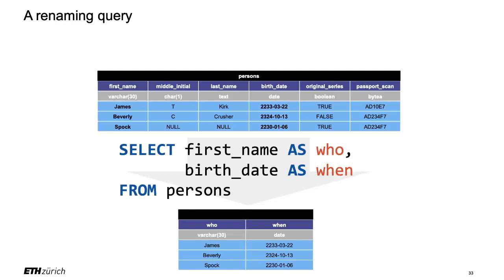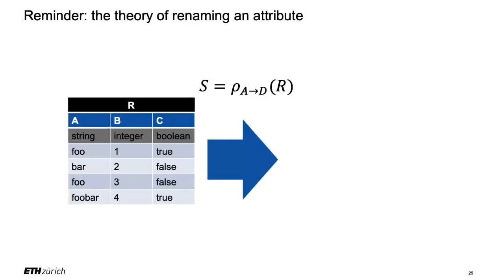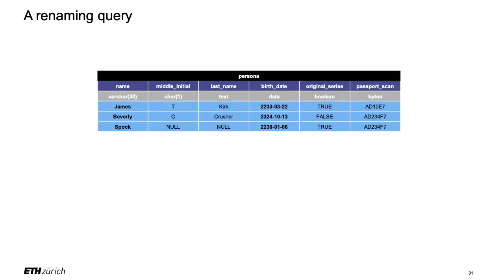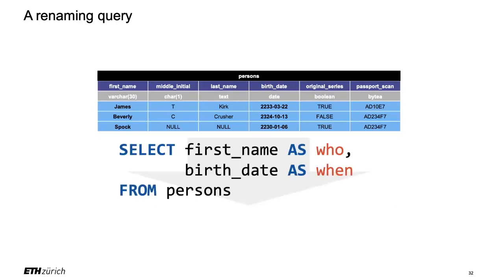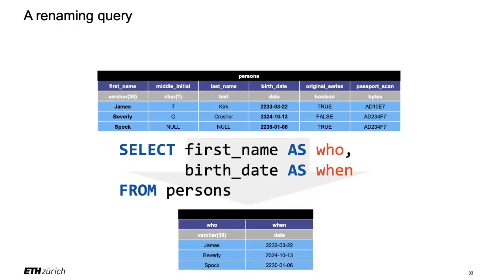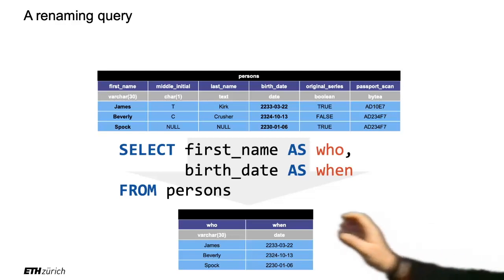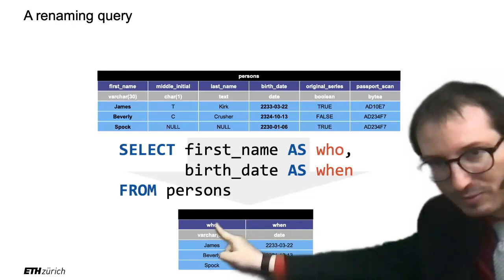That's what I did. Don't be confused by the change of color, because I normally spend a lot of time redrawing everything in yellow for the types to be consistent, and it seems that I'm not sure why they disappeared here. But I'll try to make sure that the slides you get online have this consistent yellow for the data types. All right, don't let that distract you. So select first name as who changes the name to who, and birth date as when changes it to when, and this is what you see right here, right? Who, when.